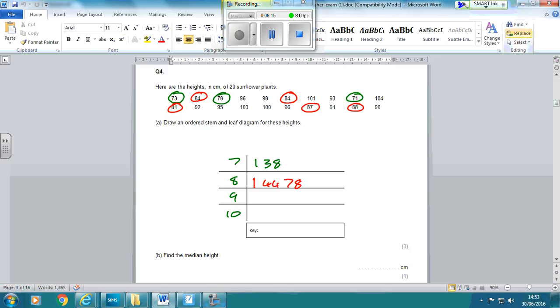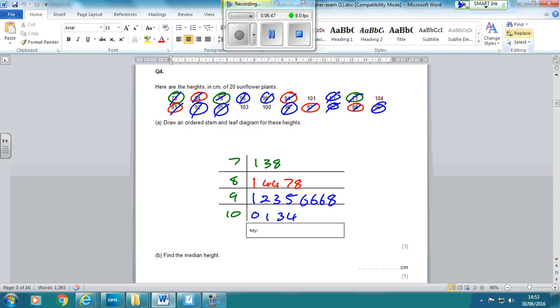Let's have a look at the 90s. Again, you could always cross them out just to make sure. So 90, 90, 90, 90, 90, 90, 90, and 90. Starting off with the smallest, it's going to be 91. Then we've got a 2, 3, 5, and then 6, 6, 6, 8. And finally we've got 100, 101, 103, 104.